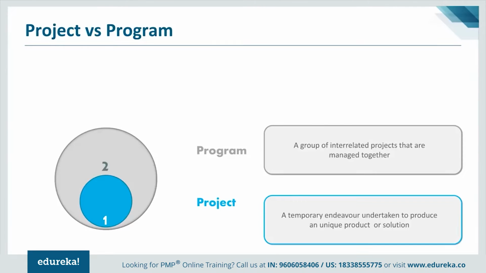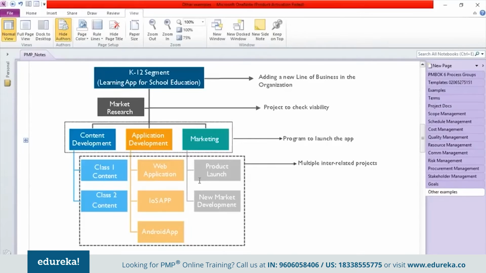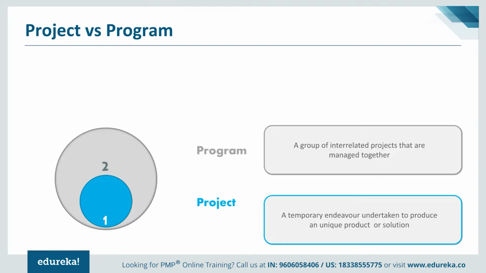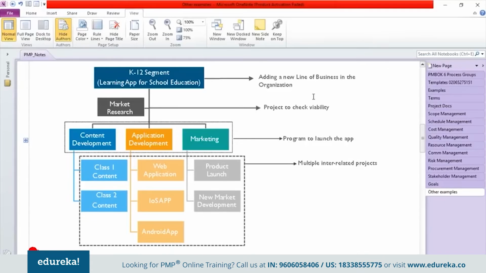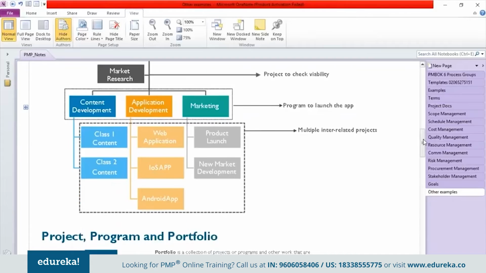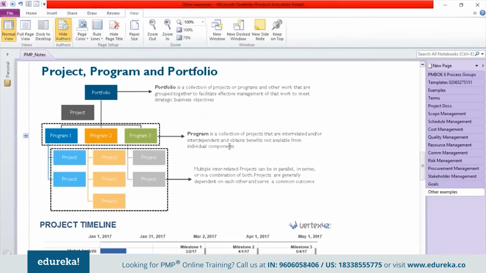A program would be then a group of interrelated projects. As you can see here, under marketing program, you will have a couple of these marketing projects. Similarly, the application development program will have similar kind of projects. So it's a group of projects, which is nothing but your program. And portfolio is collection of your projects and operations, which are managed under one group. And typically you will find portfolios are introduced as a result of some strategic goal. So in this case, the strategic goal was to launch a new line of business. And that's what was decided by this organization. So this is what happens in project, program, and portfolio.